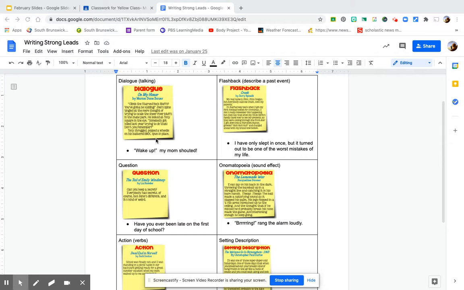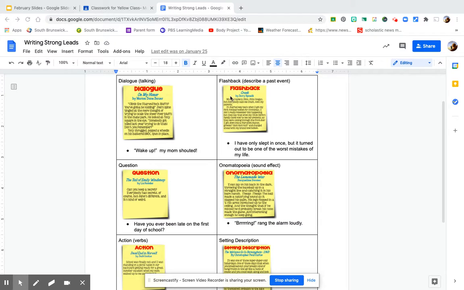And you can see on this little paper here, it says, "Climb the Starved Rock bluffs." You've got to be kidding. Joel's spine tingled at the mere thought of trying to scale the sheer river bluffs in that state park. He looked at Tony square in the eye. "Somebody got killed last year trying to do that. Don't you remember?" Tony shrugged, popped a wheelie on his battered BMX, and spun in place. So this is an example of a dialogue lead. Again, that's not one that I suggest you using when you're first learning how to write leads and hooks, because dialogue is another skill that we're actually going to be focusing on next. So it's not my first choice for you, but if you want to use it, you certainly can.